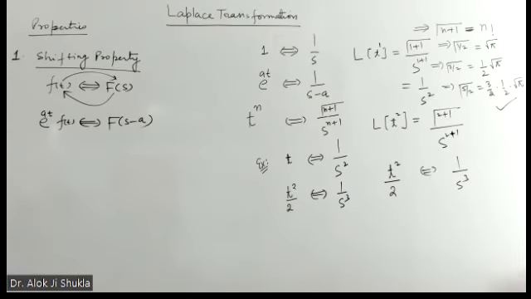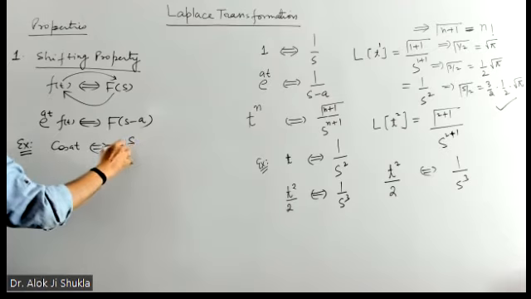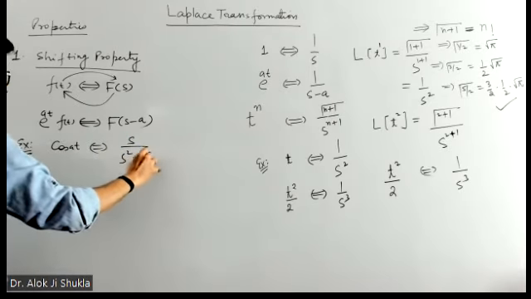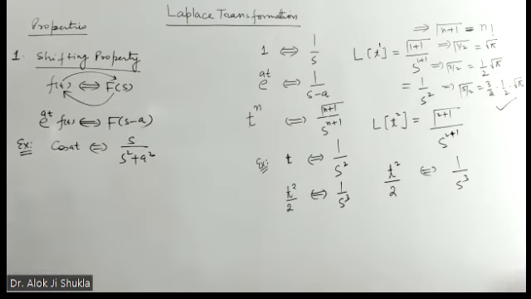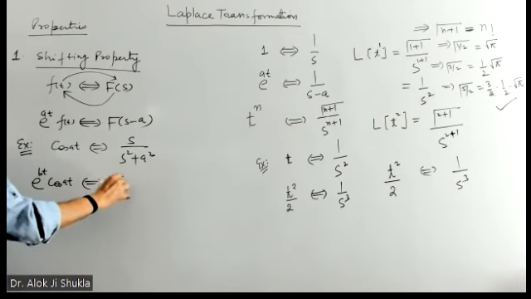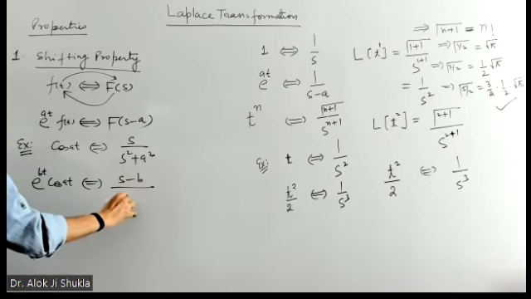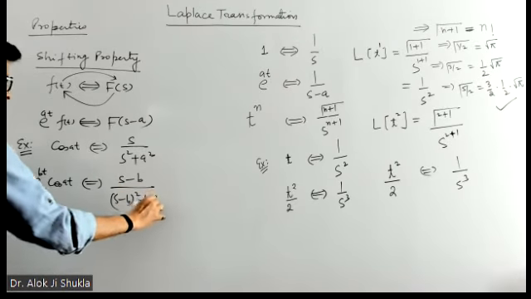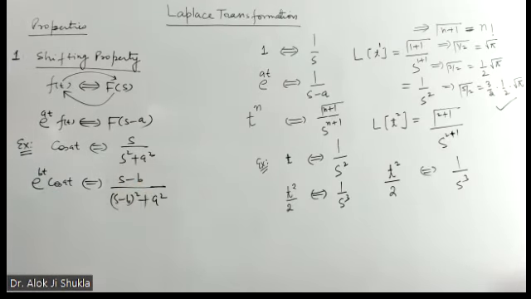This is very important. Example: suppose the Laplace of cos at is s by s square plus a square. Correct? Then the Laplace of e to the power bt cos at will be s minus b upon (s minus b) whole square plus a square. This is called the shifting property.